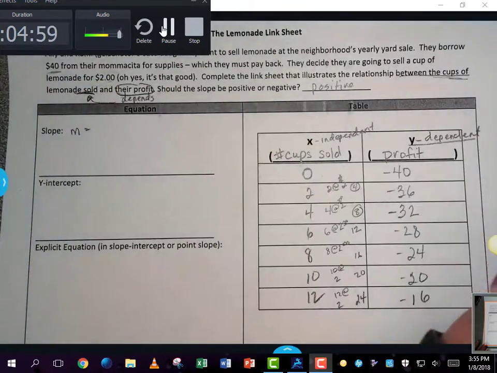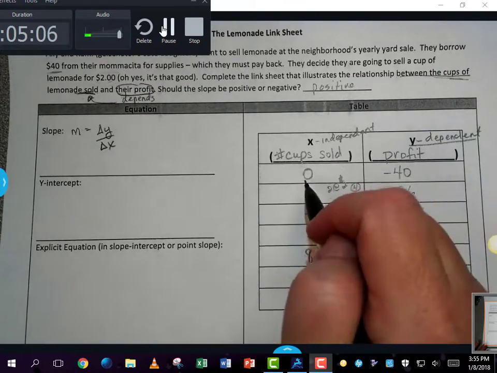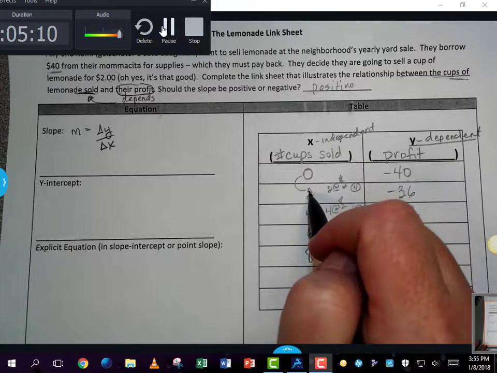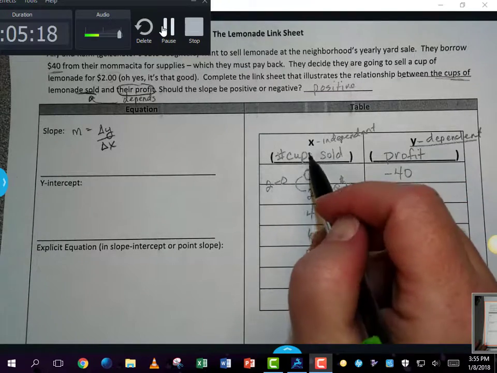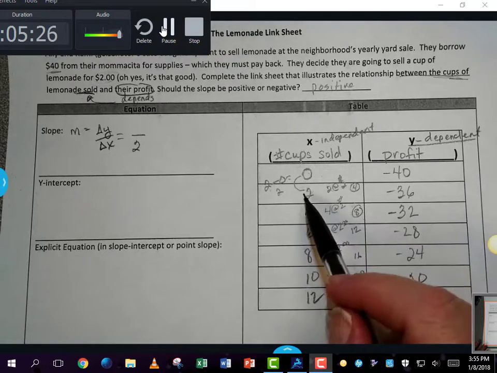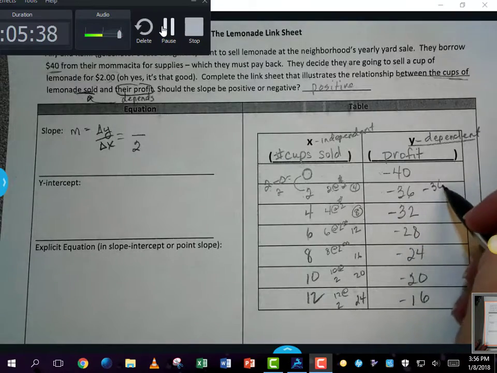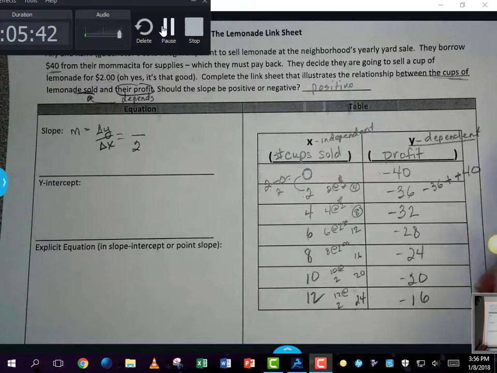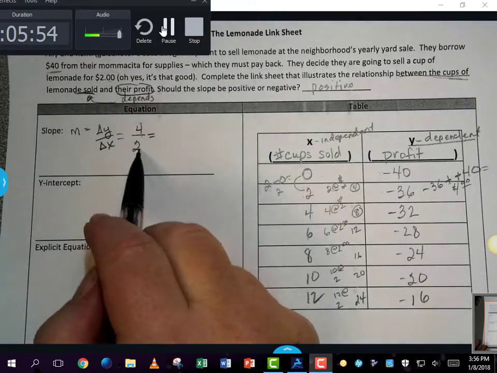So we know that the slope, which is m, is the change in y over the change in x. I can figure out the change in y. I can say 0 minus 2, or I could say 2 minus 0. It doesn't matter. So if I say 2 minus 0, the change in x is going to be equal to 2. But if I said 2 minus 0 right here, then I need to find the difference of these in the same order. So I have to say negative 36 minus negative 40. When you subtract a negative, you're really adding it, so that is really a positive 4. So the change in y is 4. 4 divided by 2 is 2.